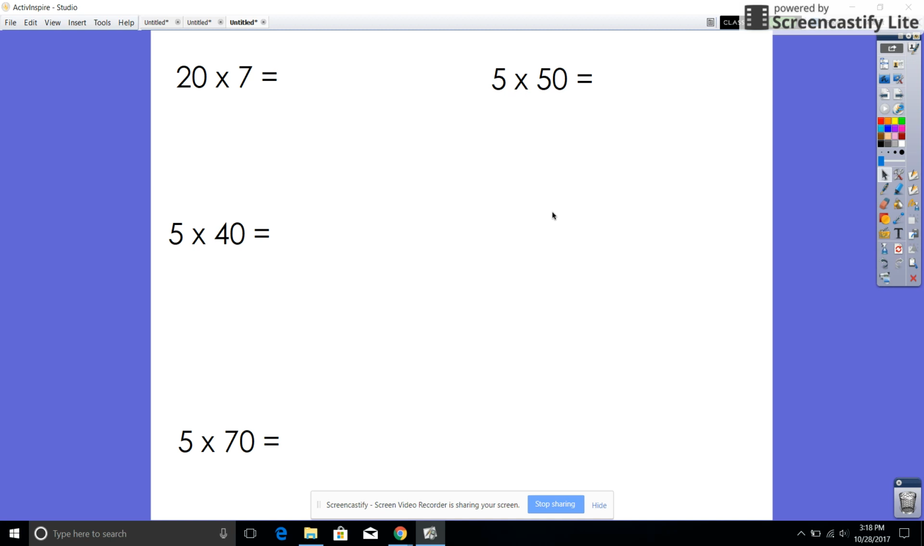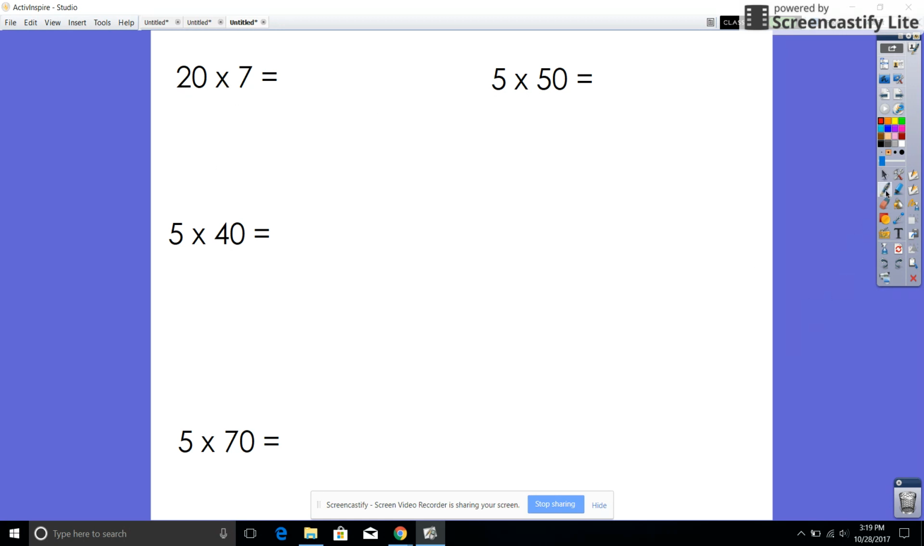Okay, so now we are going to multiply by multiples of 10. We just learned that multiples of 10 are any number that ends with 0 and that you use 10 to multiply to get there. So, for example, 20 in this problem is a multiple of 10, and now we're going to multiply by multiples of 10.